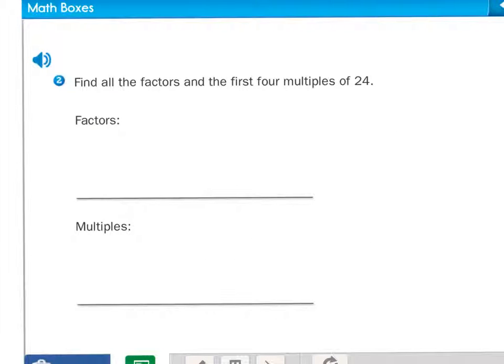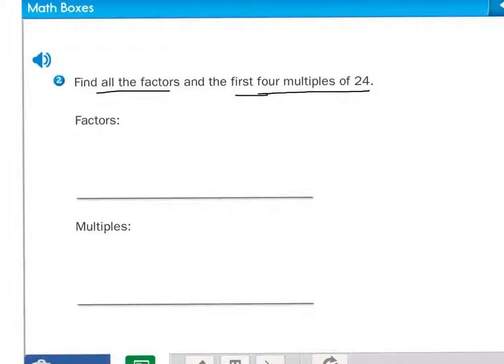Okay, for number 2, it says find all the factors and the first 4 multiples of 24. So again, I'm going to do some highlighting, all the factors and first 4 multiples of 24. I would even underline that word first because it's not asking you just to find any 4 multiples. They want the first 4 multiples of 24.